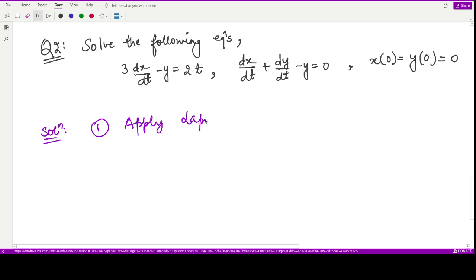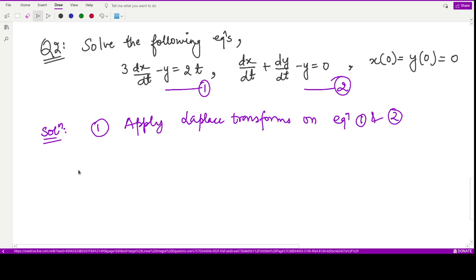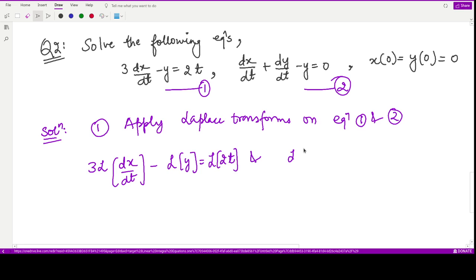We'll apply Laplace transform on both equations, on equation number 1 and 2. So suppose this is your equation 1 and this is your equation 2. So you will have 3 times the Laplace transform of dx upon dt minus the Laplace transform of y, that is equal to the Laplace transform of 2t. And in the second equation, you will have the Laplace transform of dx upon dt plus the Laplace transform of dy upon dt minus the Laplace transform of y, that is equal to 0.